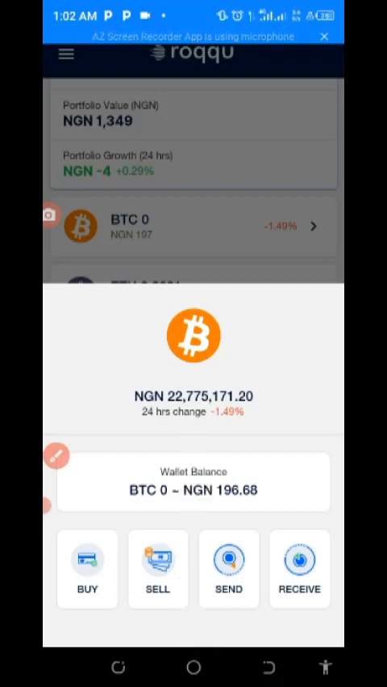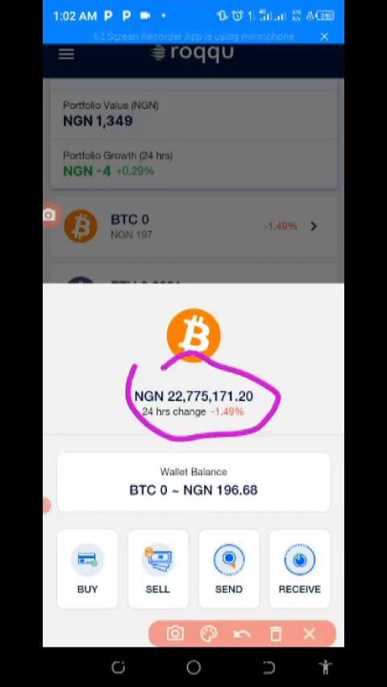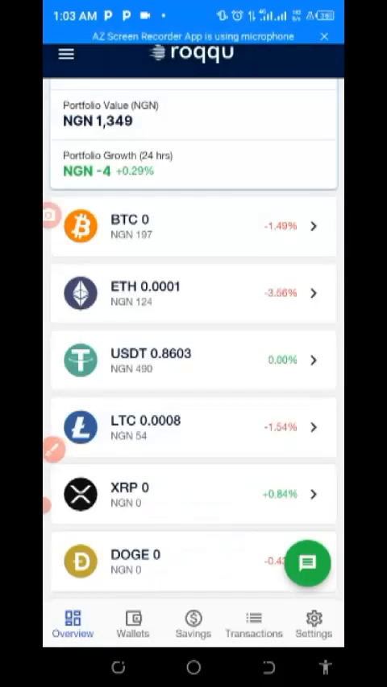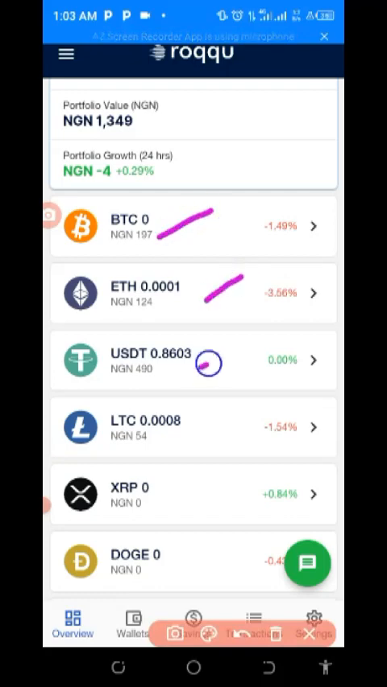You have to press the sell button here. So it's very easy to do that. Aside from that, Ethereum, also USDT, Litecoin, all this one I bought together. Sometimes I may buy Bitcoin 1,000 or 2,000, Bitcoin, Ethereum, USDT, Litecoin, and all this one.